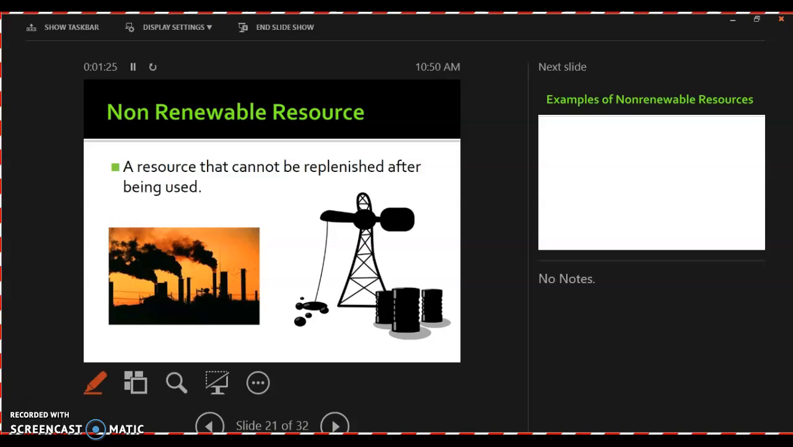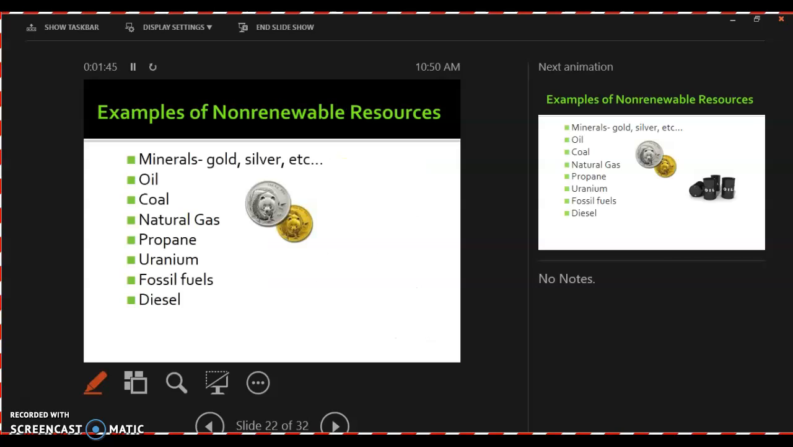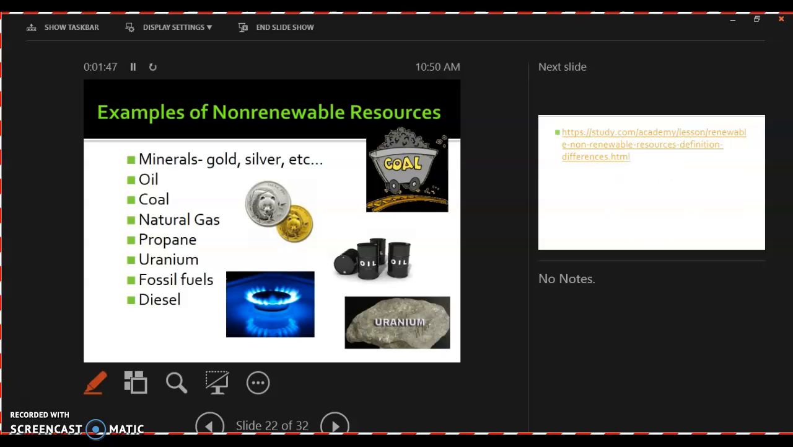Alright, so what is a non-renewable resource? You're going to write down non-renewable resource, and it is a resource that cannot be replenished after being used. So it cannot be replenished after use. So non-renewable cannot be replenished. So some examples of non-renewable resources.